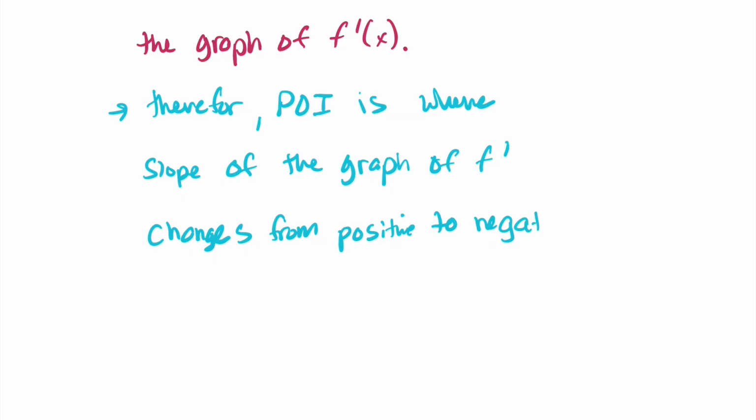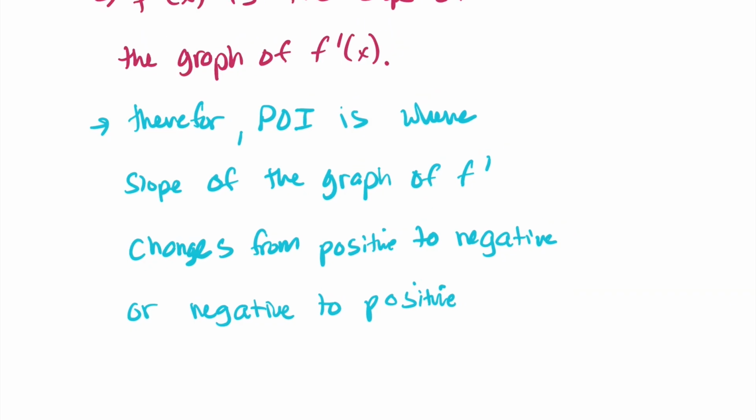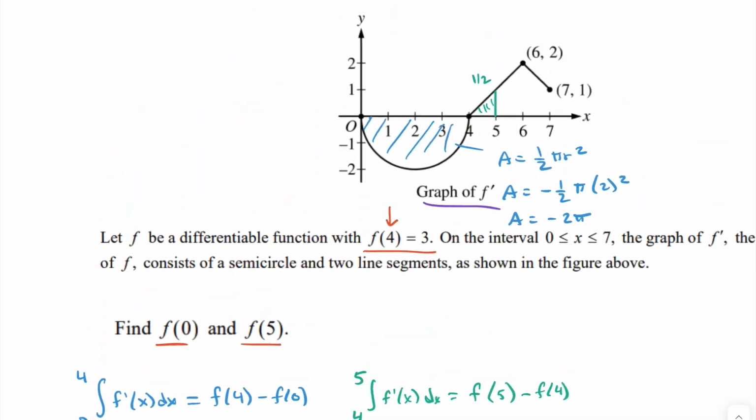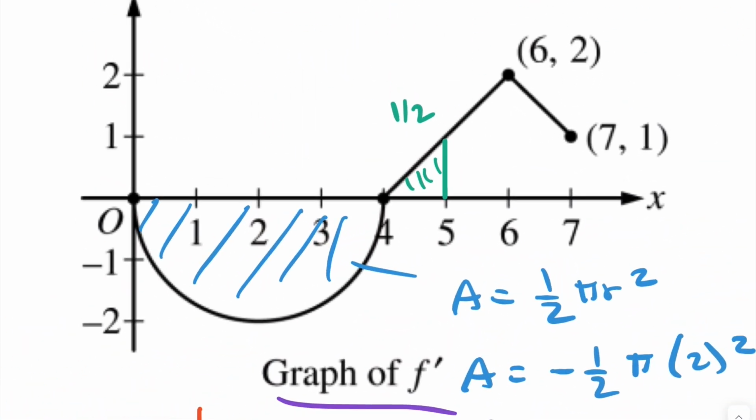Positive to negative, or vice versa. So negative to positive. That's what we're looking for. We're looking for when the graph of f prime changes from negative to positive or positive to negative. Where does that happen? Well, from here, we have a slope that's negative and then positive and then negative. So the two locations are at x equals 2 and x equals 6.